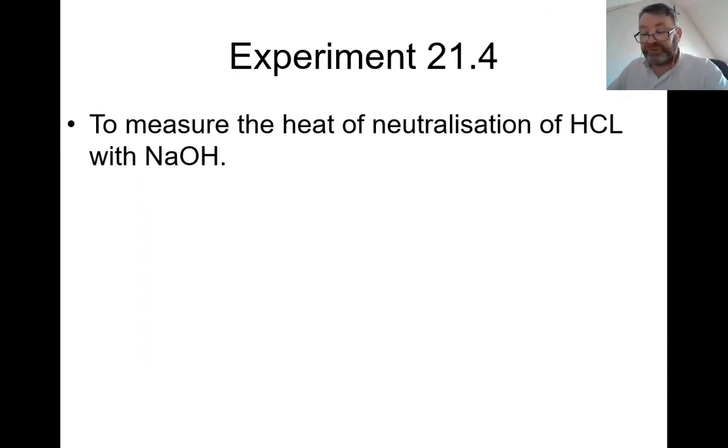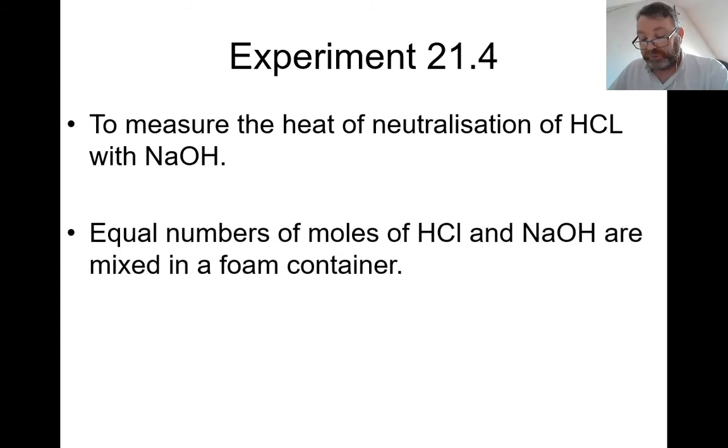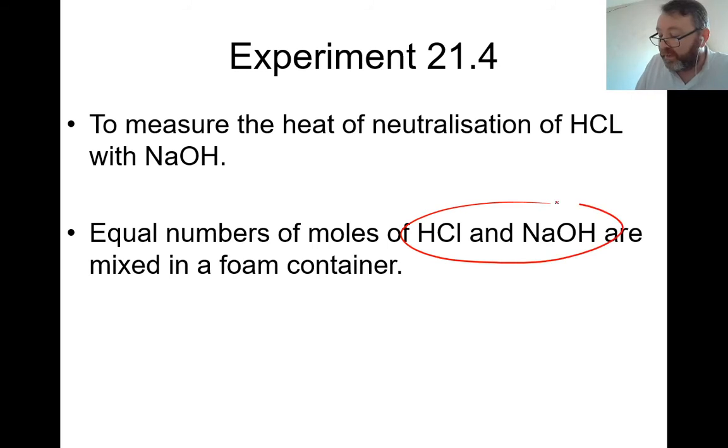Okay, so to measure the heat of neutralization of HCl and NaOH, that's what we want to do. Equal numbers of moles are mixed in a foam container. Now, equal number of moles of HCl and NaOH. There's another equality here. They are both strong. You couldn't do this with a strong acid and a weak base, or a weak acid and a strong base. If you're going to do it, you're going to use a strong acid and a strong base.